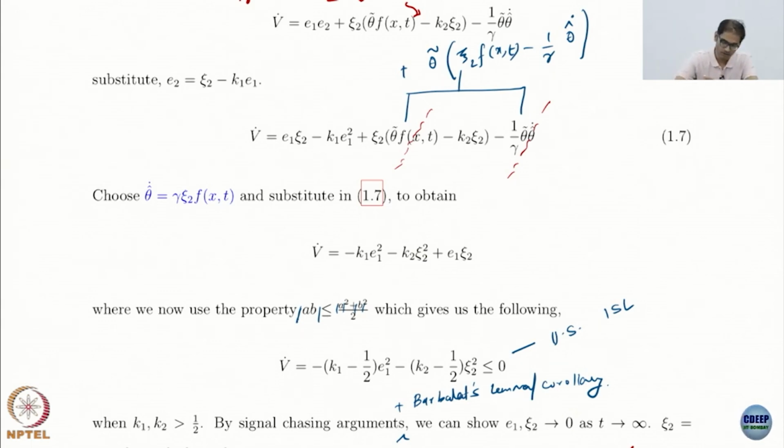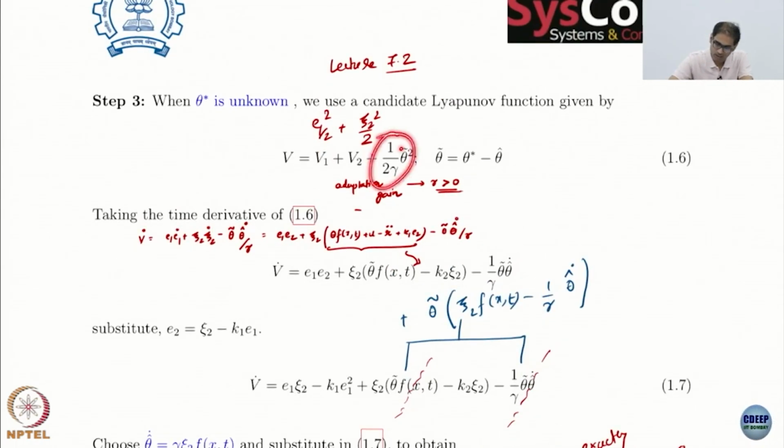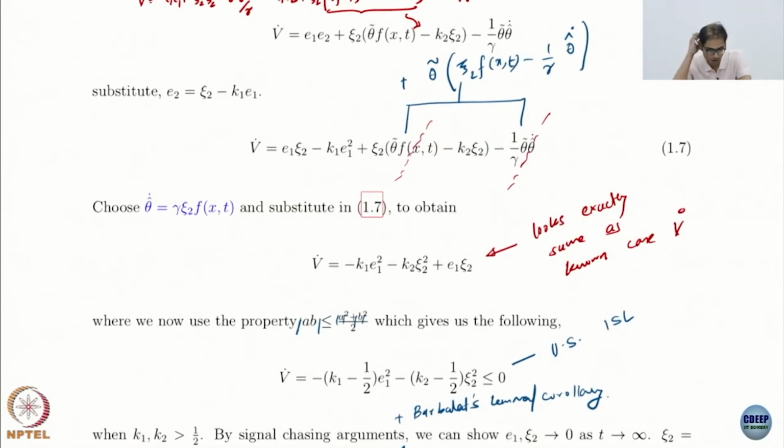Okay. So looks exactly same as known case V dot, even if you started with an additional term in V. Now what can you say about this V dot now? Definiteness. Of course you can do this AB less than equal to A square B square and all that. What about this definiteness? Negative definite.